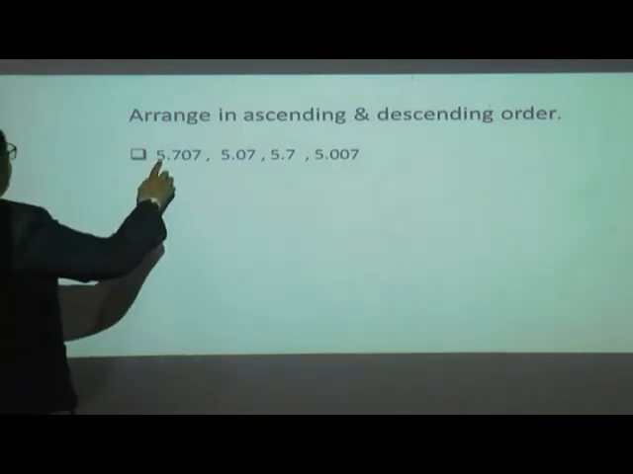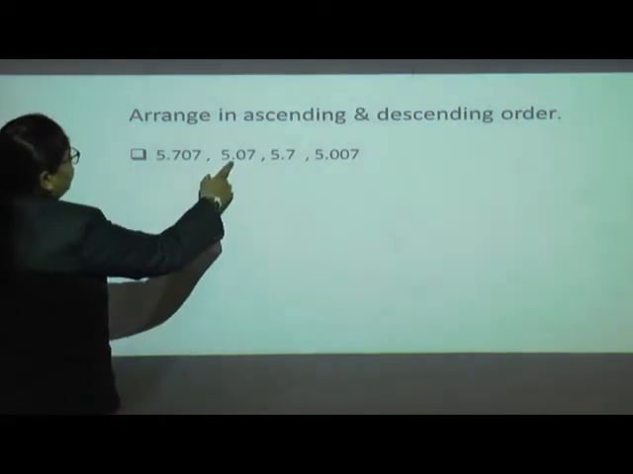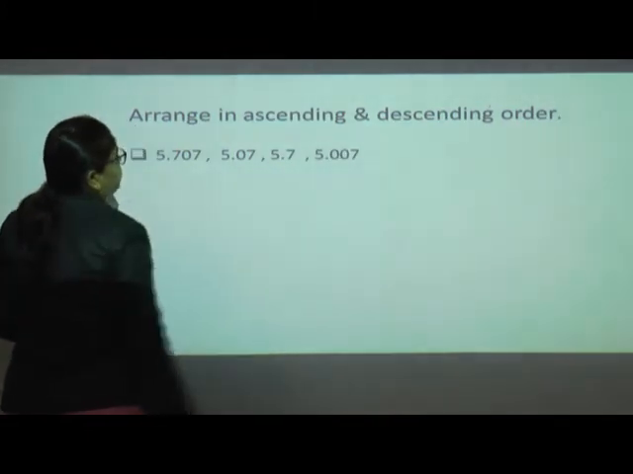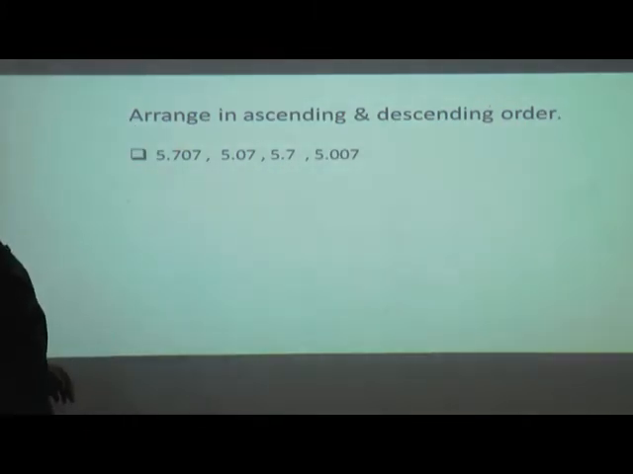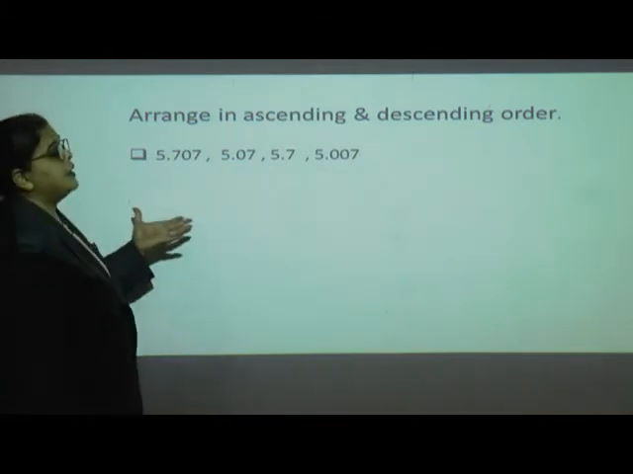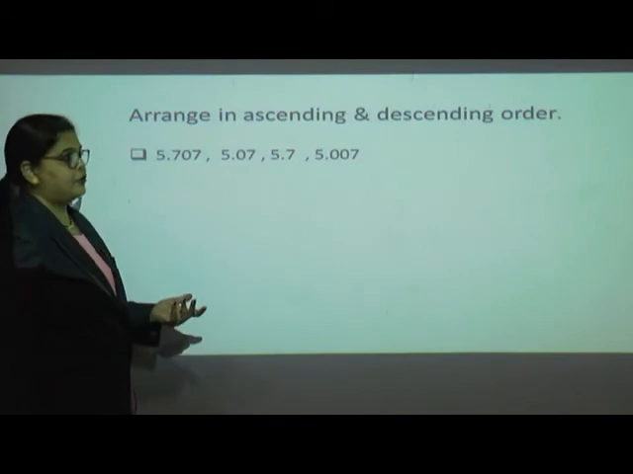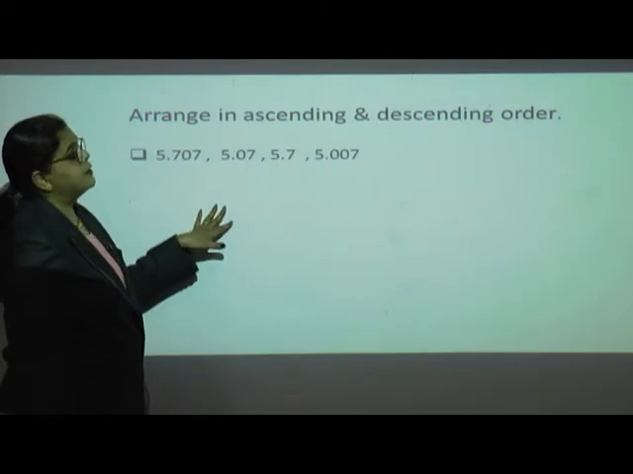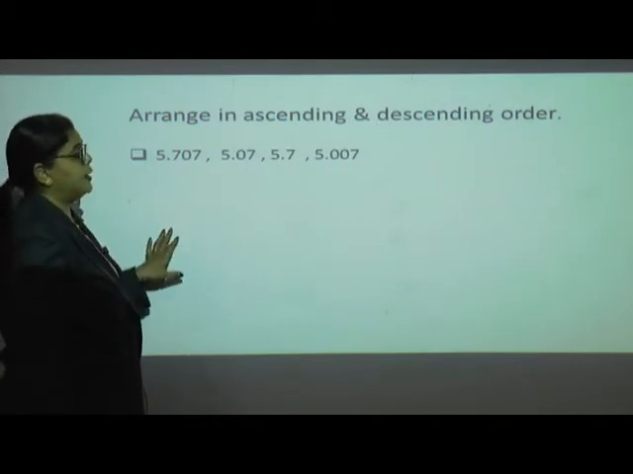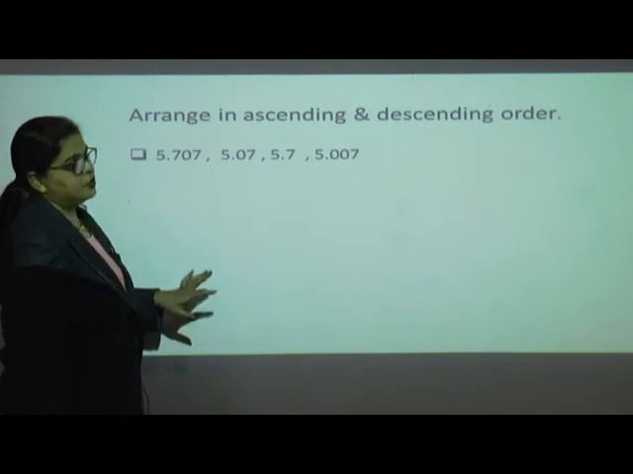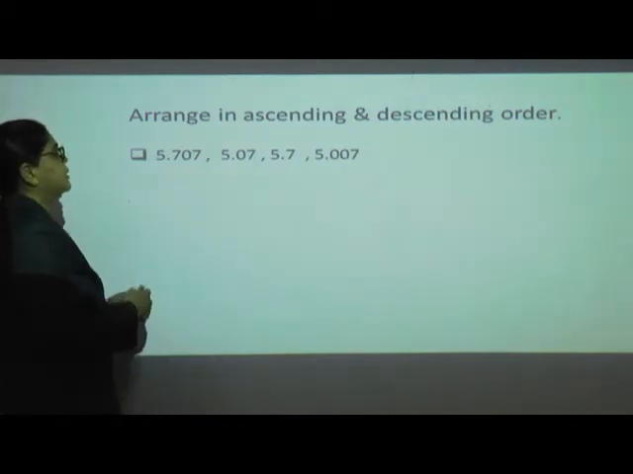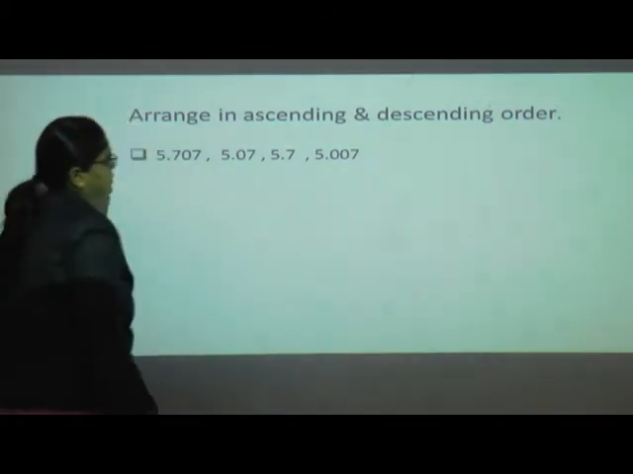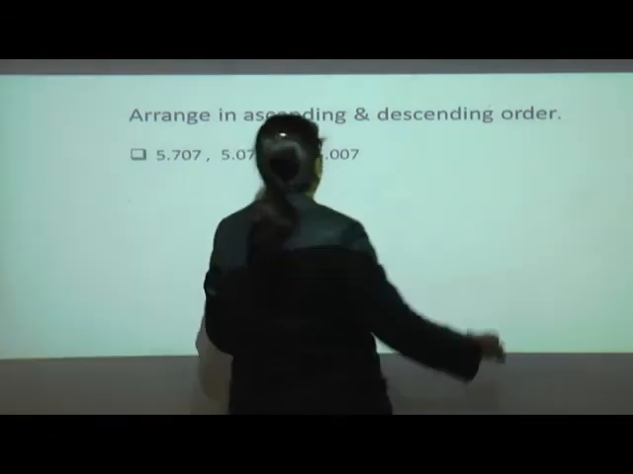What are the numbers? 5.707, 5.07, 5.7, 5.007. Now if I make all these decimals into like fractions, it is also easy, it is also okay. And if I just compare and write the ascending and descending order, that also works. I will show you both. Here I have 3 digits, here 2 digits, here 1 digit, and 3 digits. First we will try to write them as like fractions.